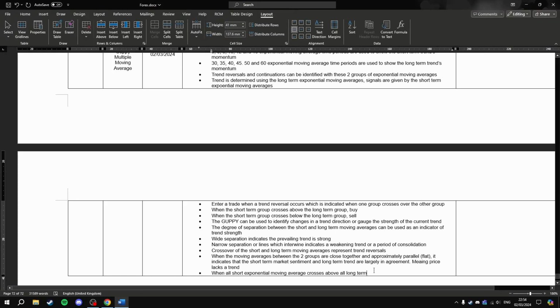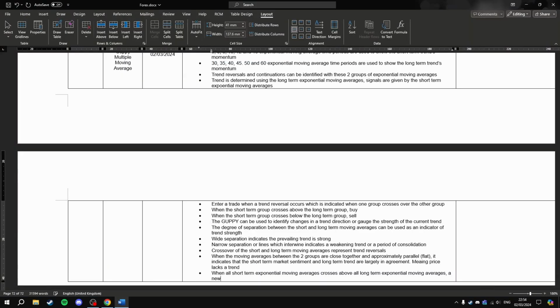Okay, this is interesting. So, when all short-term crosses above all long-term exponential moving averages, a new bullish trend is confirmed and triggers a buy at this.